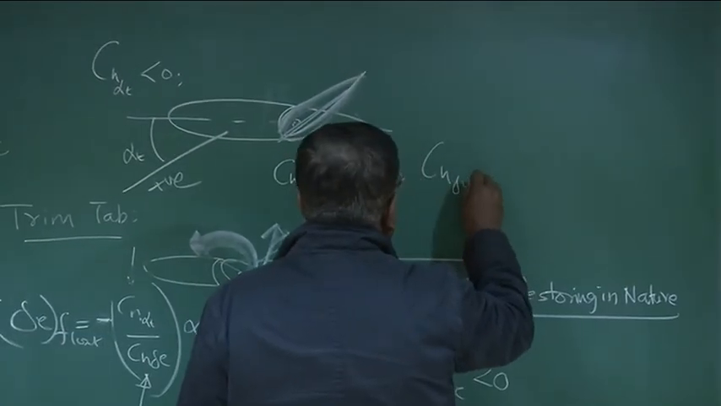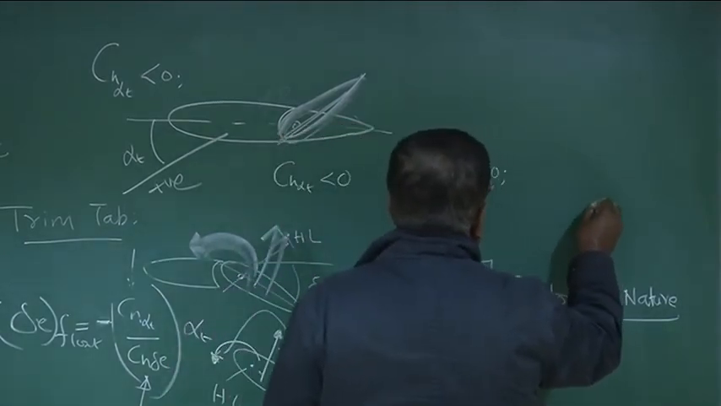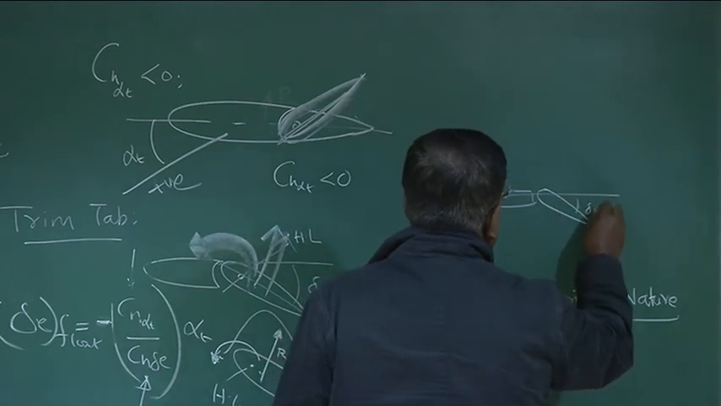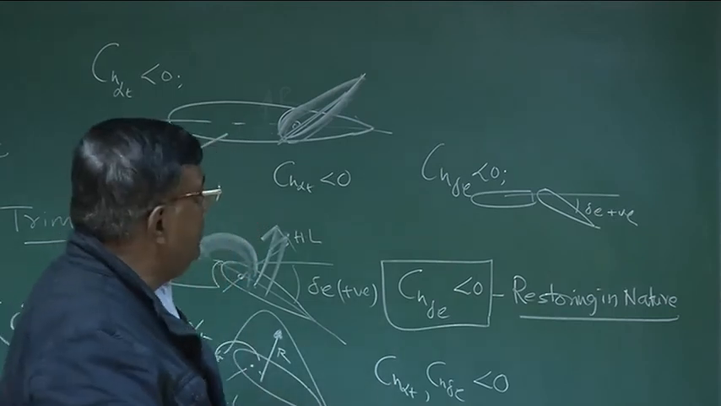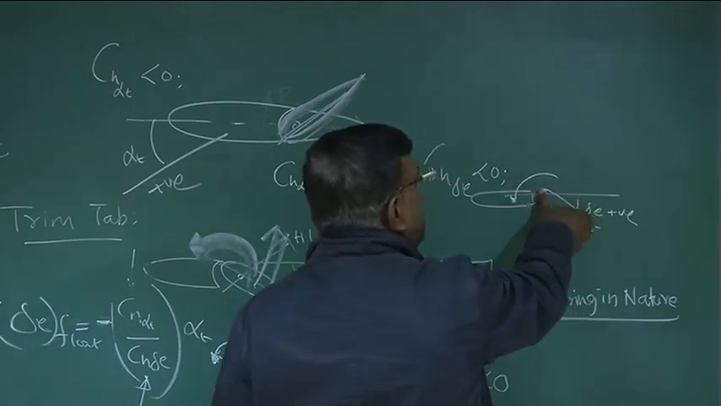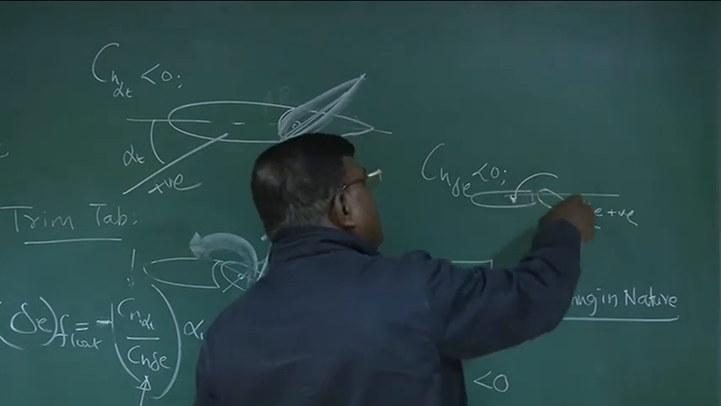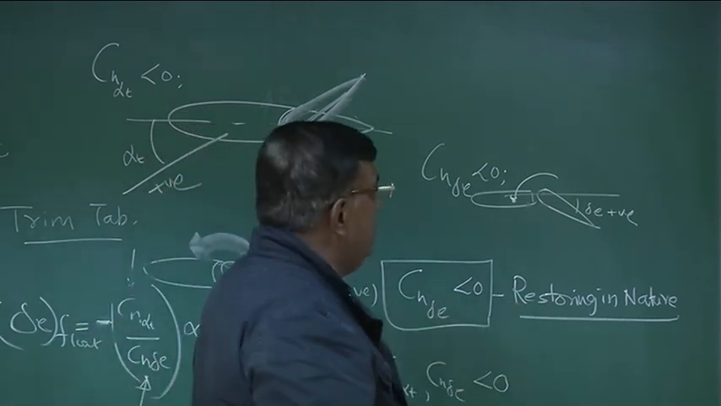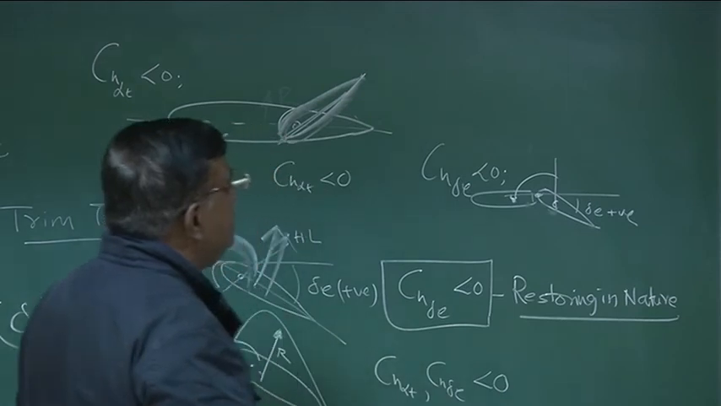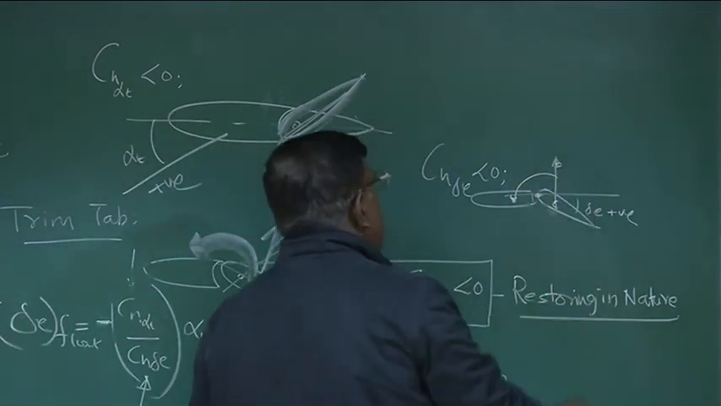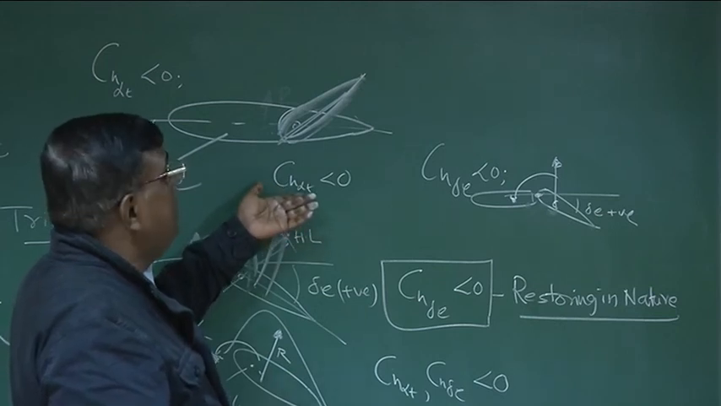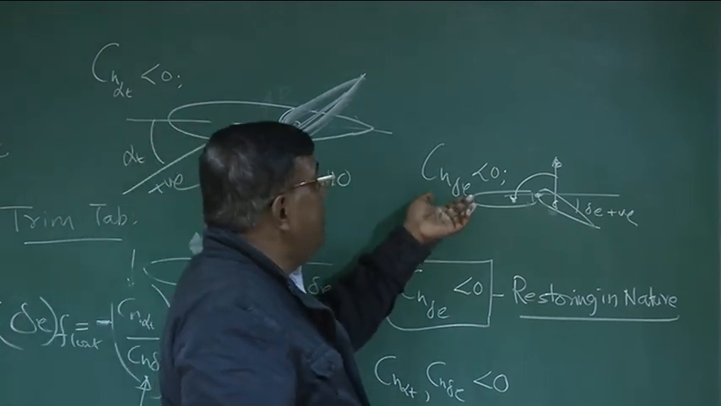And CH delta E less than zero means as I put the elevator down, which is positive, it should generate a negative moment. CH delta E is less than zero, so it will also generate a nose down moment like this. So if you are trying to take it to delta E down, it will generate a moment which tries to restore it, right? That is why CH delta E is restoring in nature. Remember, the hinge line is somewhere here and the resultant is somewhere behind the hinge line. Okay? So this is the net force coming, the resultant. This is extremely important. Because of alpha T and because of CH alpha T being present, there is a natural floating tendency, but who corrects it? CH delta E tries to restore it.